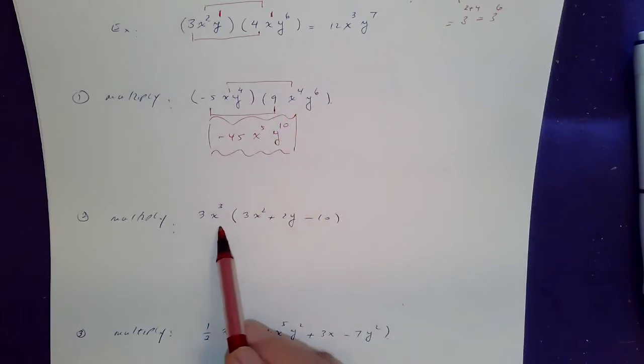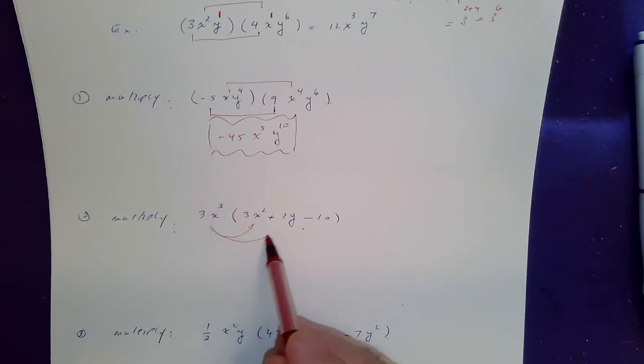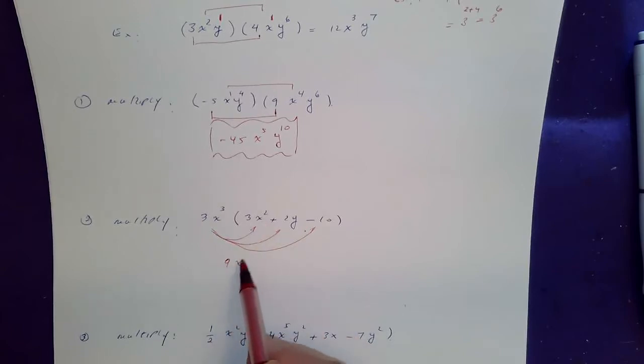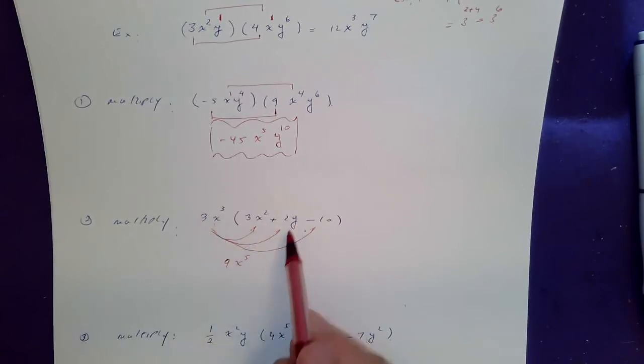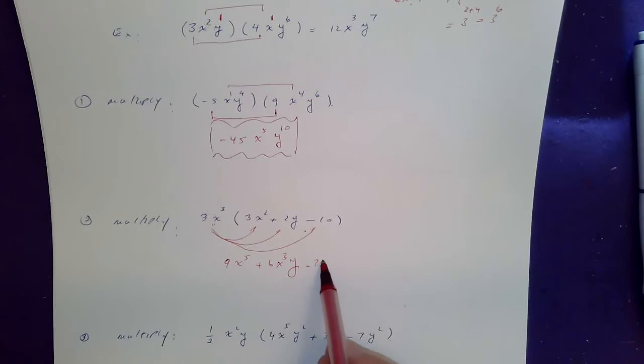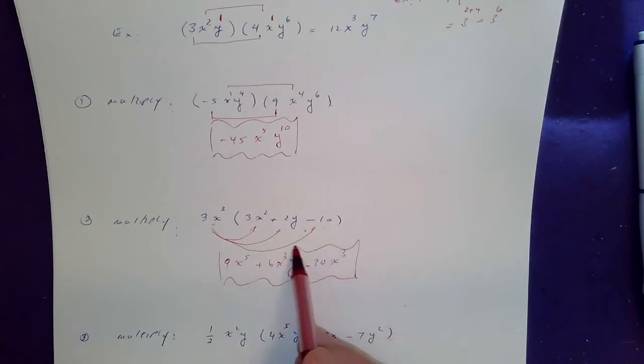What if I have a monomial and a trinomial? Well, you just have to distribute, correct? Like so. Okay, 3x cubed times 3x squared is 9x to the 5th. 3x cubed times 2y is 6x cubed y. 3x cubed times negative 10 is negative 30x cubed. Final answer. Do you all see it?